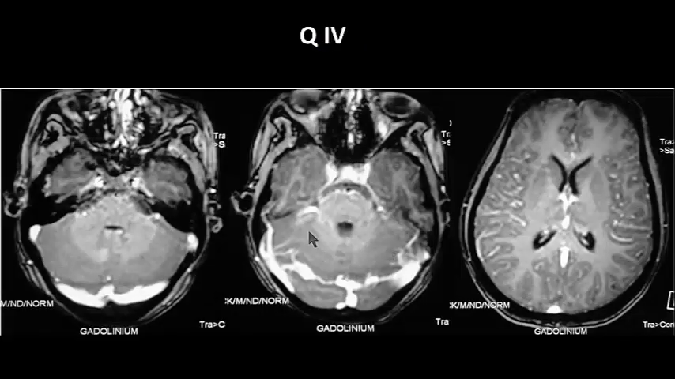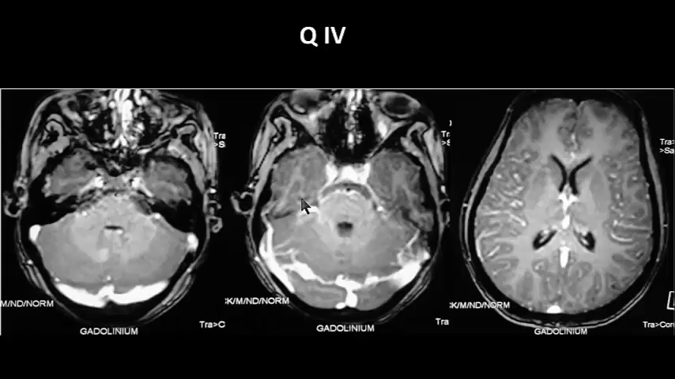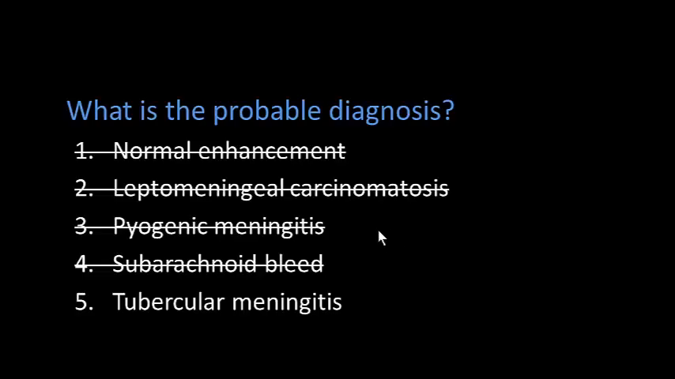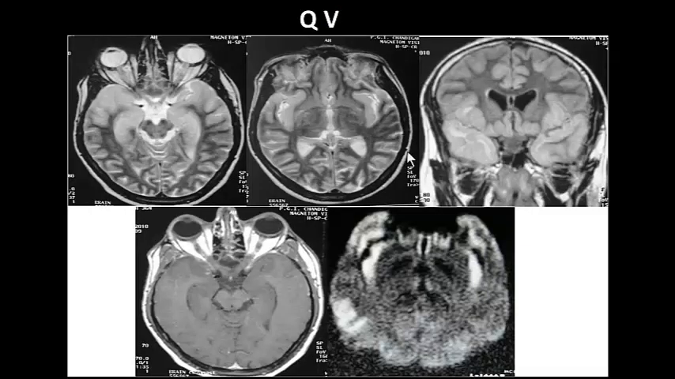Okay, what is this? I saw the case of a young child with this kind of enhancement. Is it a normal enhancement, leptomeningeal carcinomatosis, or pyogenic, tubercular, or fungal? May I have the answer, please? I've already shown it. Anyway, it's tubercular meningitis, more of a basal predominance. Okay, 100%, right.